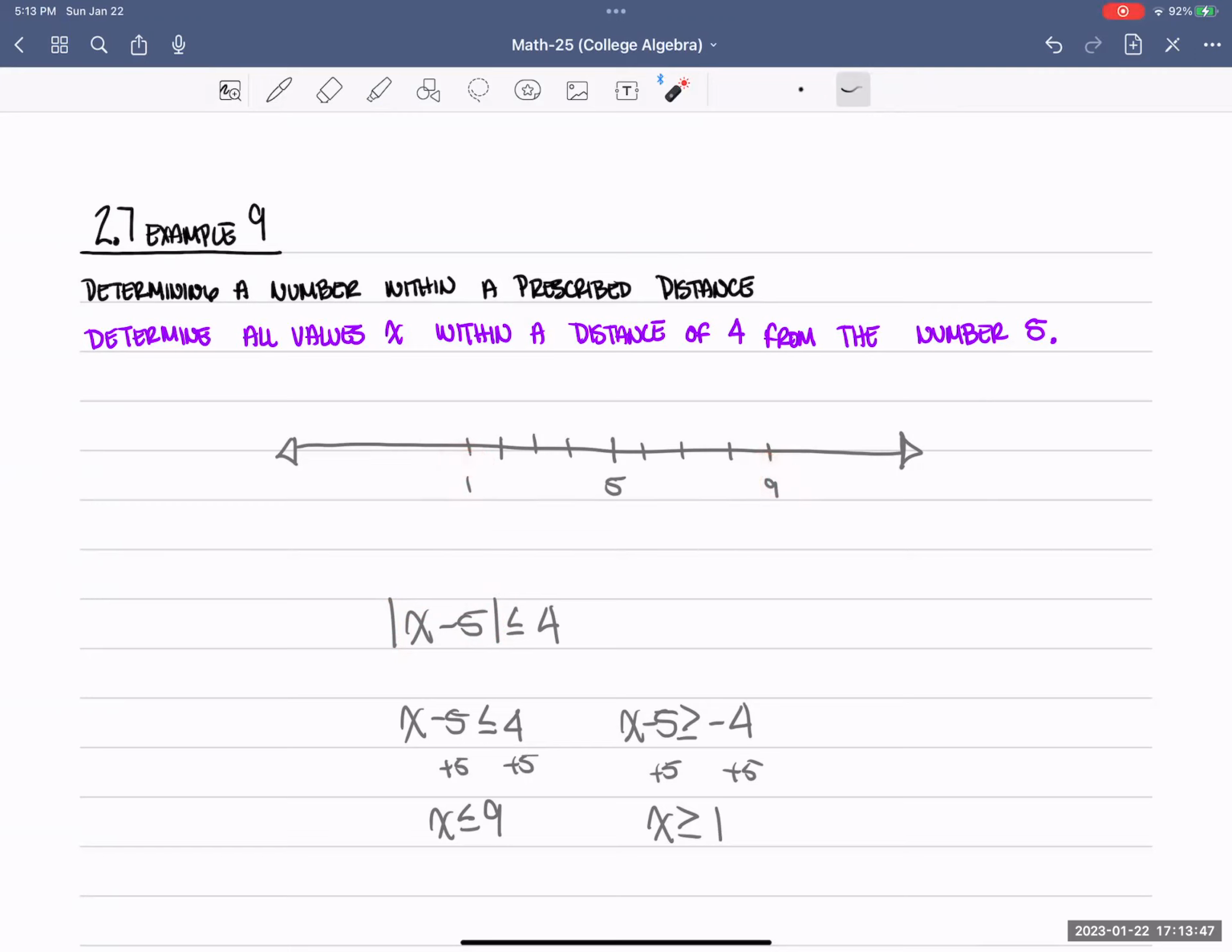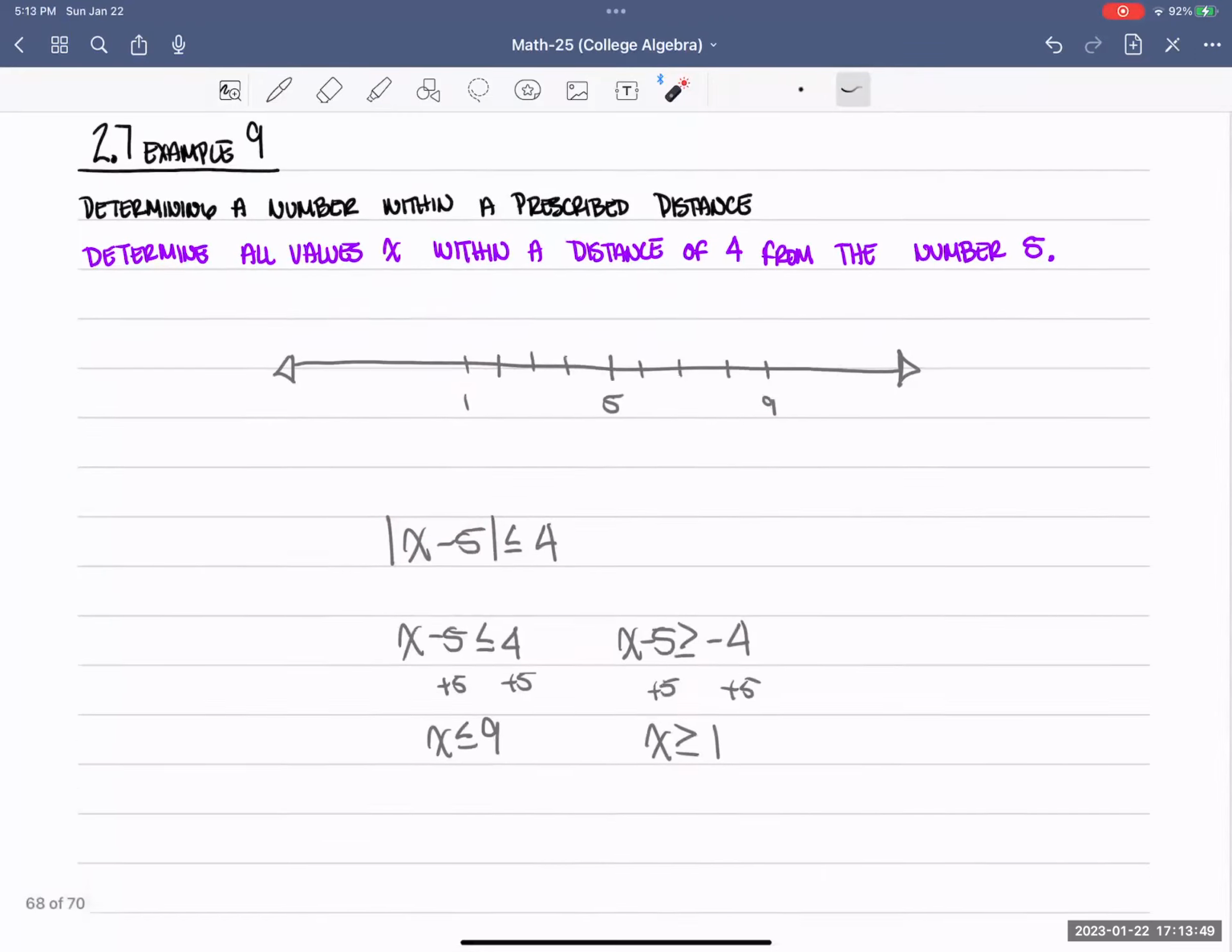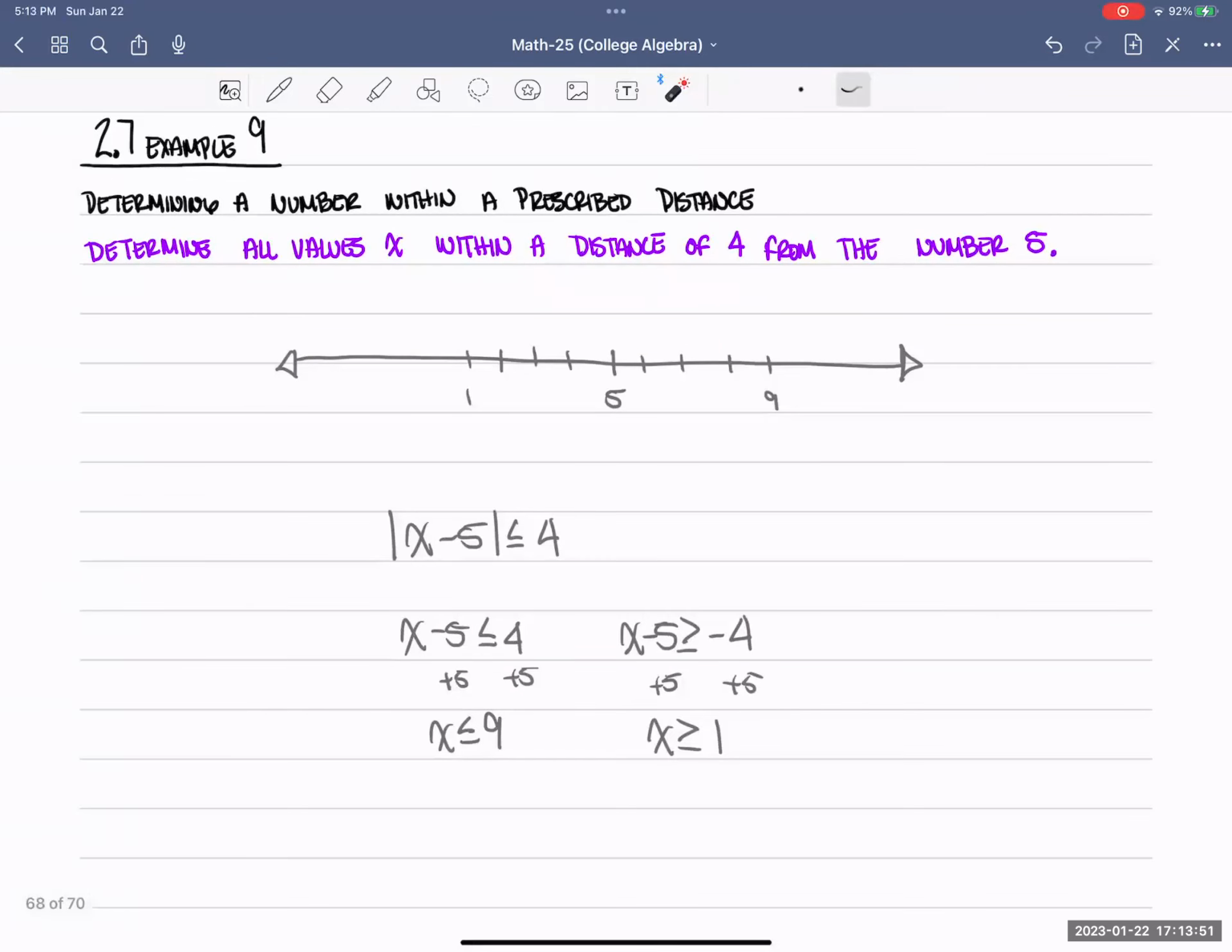So all in all, to determine all values x within a distance of 4 from the number 5, we could represent that by just stating the absolute value of x minus 5 is less than or equal to 4. And that's it. A bit confusing, I know, but it'll come a lot easier the more that you read on in this section and the more problems that you try.